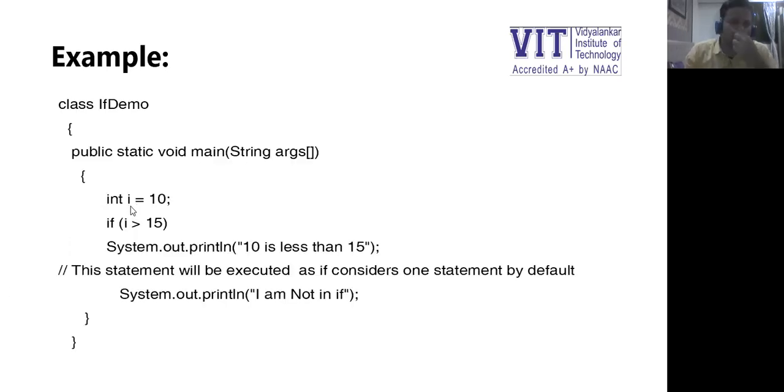This is simple. The value of I is 10. If I say I is greater than 15, then the output will be 10 is less than 15. And if the condition I greater than 15 is false in this case, then we will not enter the if. This is how it goes. If the statement is true, the block will be executed. If the statement is false, the block will not be executed. This is the simple if statement.